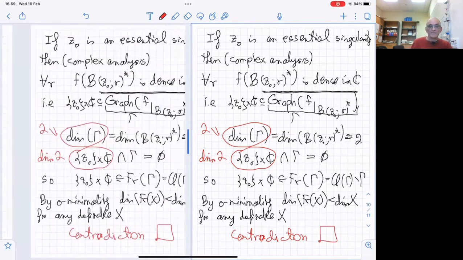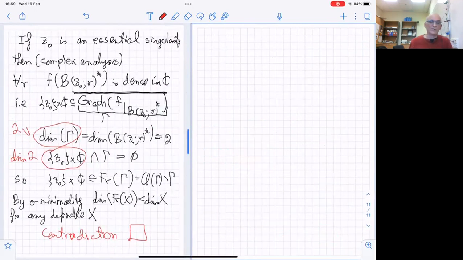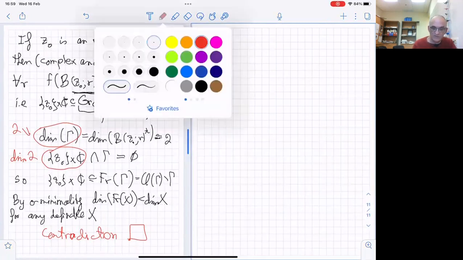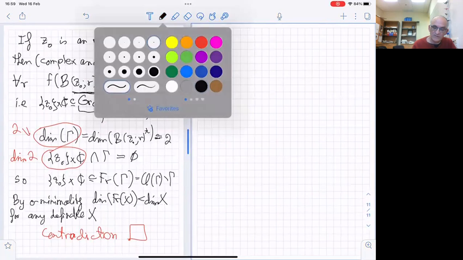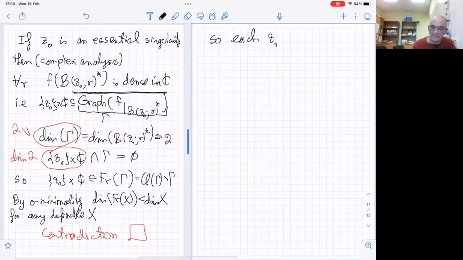And now, to finish is not hard. So now we know, I'm going back, right? So each z_i is either removable or a pole. I'm going back to the setting where you have a function with finitely many poles. But now it's not hard to see. You take out what's called the principal part of every pole.